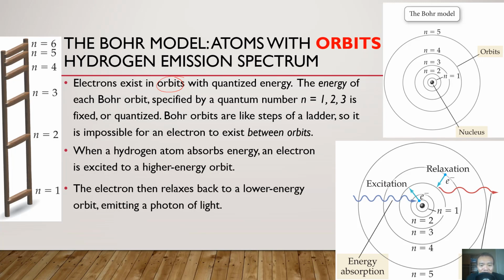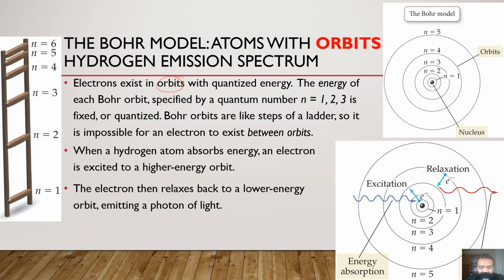For each of the orbits, Bohr gave it a quantum number like 1, 2, 3. And when the hydrogen atom absorbs energy and the electron is excited to a higher energy state or higher energy orbit, then when the electron goes back to a lower energy state, it emits a photon of light. So let's go into these details a little bit more.